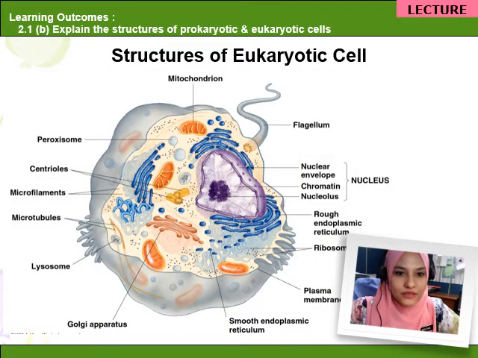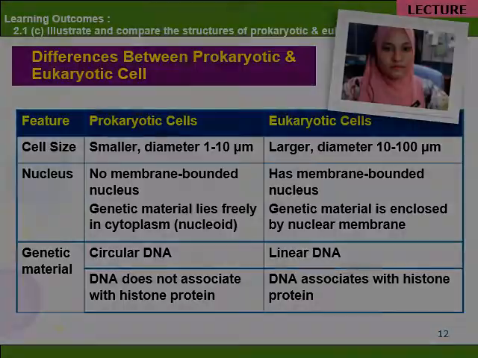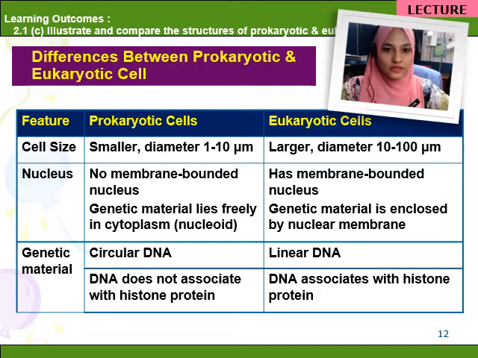In this slide, as you can see, it shows the structure of eukaryotic cells. It is much more complex than the structure of prokaryotic cells. After we have observed the overall structure of a eukaryotic cell, I am going to explain the differences between prokaryotic and eukaryotic cells in this slide. The first difference is in terms of cell size, where prokaryotic cells are much smaller than eukaryotic cells. And the next difference is in terms of the nucleus.